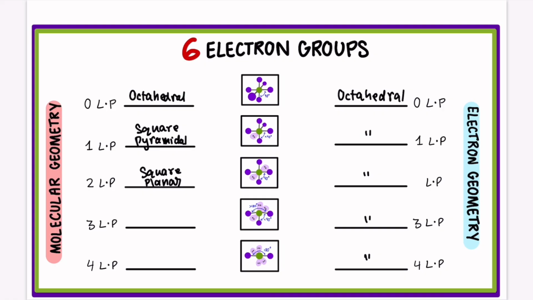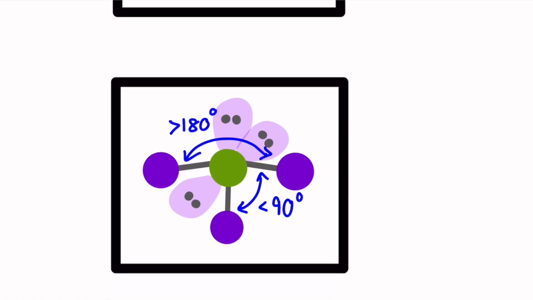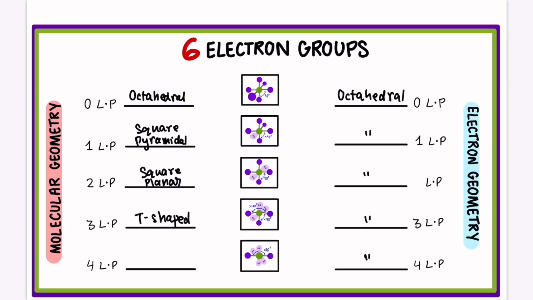Its molecular geometry with 3 lone pairs is called T-shaped. And the corresponding bond angle, once again, is less than 90 degrees here and a bit more than 180 degrees over there. Lastly, its molecular geometry with 4 lone pairs is linear, with a bond angle of 180 degrees.